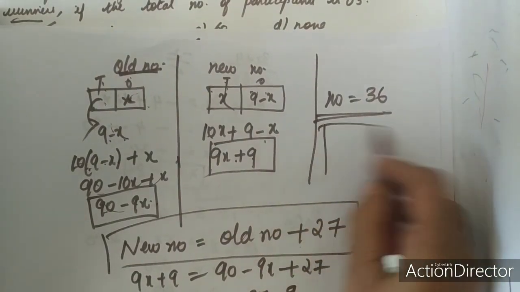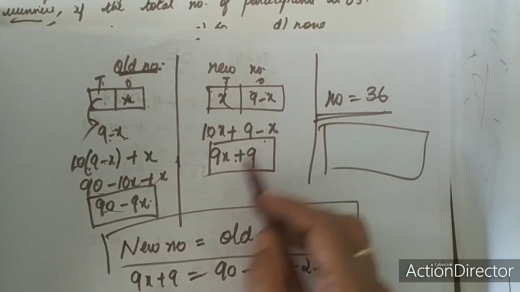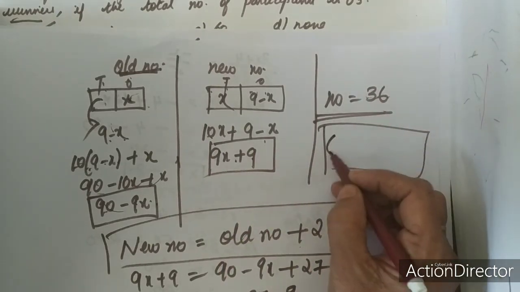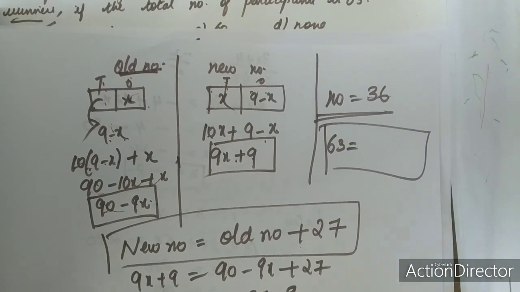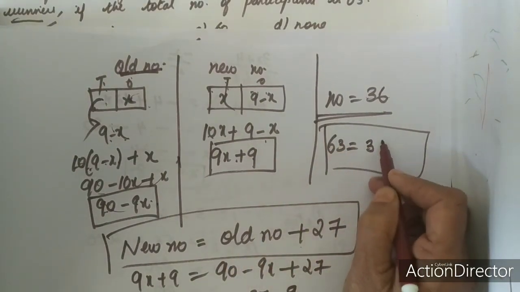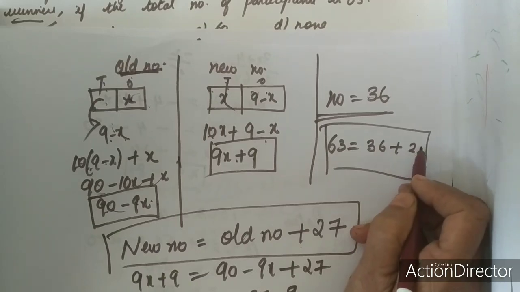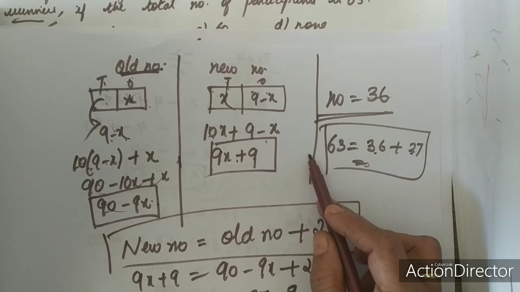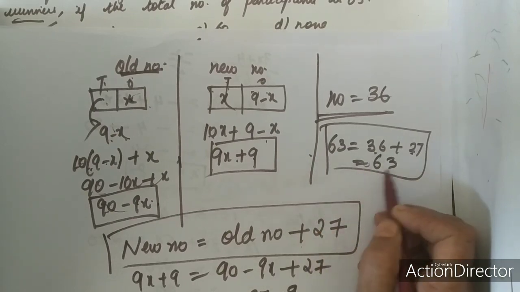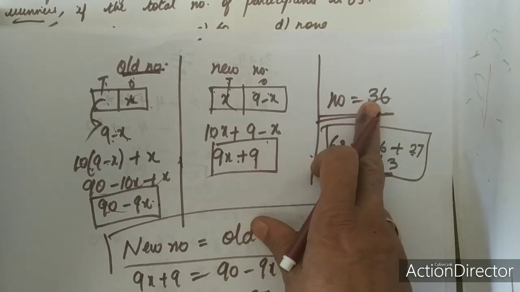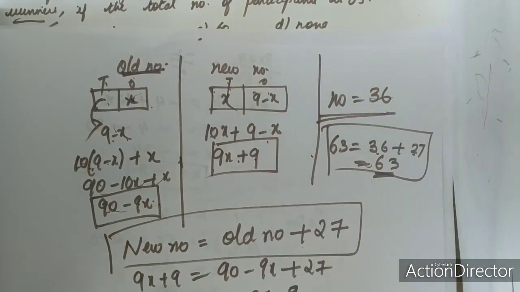So let us check the condition. If I interchange the digits, it becomes the new number. So when I interchange 36, it will become 63. What was the condition given? New number is equal to old number plus 27. So you check whether 36 plus 27 is equal to 63. Yes, it is equal to 63. So I am getting the condition also. So my number is 36.